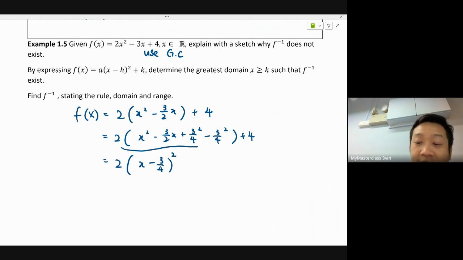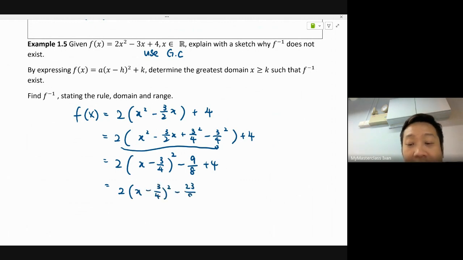Then remember, what about this part? Yeah, then okay. So this minus 9 over 16 times 2, so this minus 9 over 8 or plus 4. If you can do it, then that's fine. Key calculator for me: 9 minus 4 times 8, 32, 32 minus 9, 23. Okay, so this is 2 bracket x minus 3 over 4 squared plus 23 over 8.